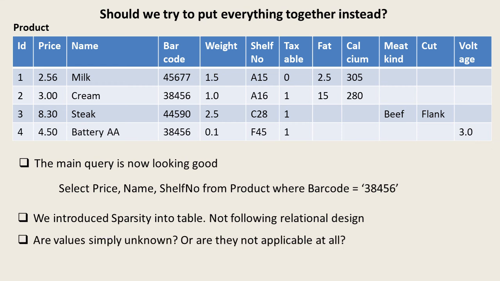What could we say about sparsity? First of all, it's not following good relational design guidance because a relational table is supposed to have all values filled. So the idea of good relational design is that either you have all values present or you do not have this column at all if it's not supposed to have any value within this table. So currently we are violating this approach.